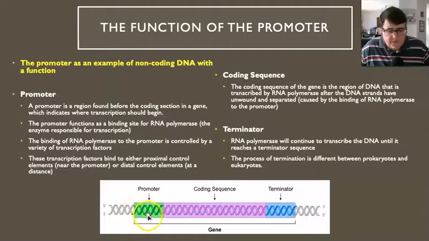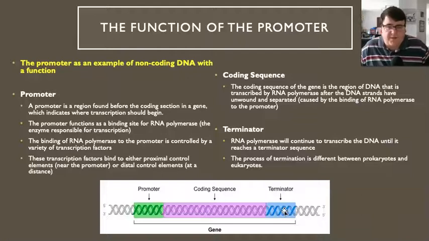After we've got the promoter, we've also got the coding sequence. The coding sequence of the gene is the region of DNA that's transcribed by RNA polymerase after the DNA strands have been unwound and separated by RNA polymerase. That happens when it binds to the promoter, the DNA at that section will unwind and the bonds will be broken. RNA polymerase comes along, makes a copy of that gene until it hits the terminator. When it hits the terminator, the process of transcription is stopped.